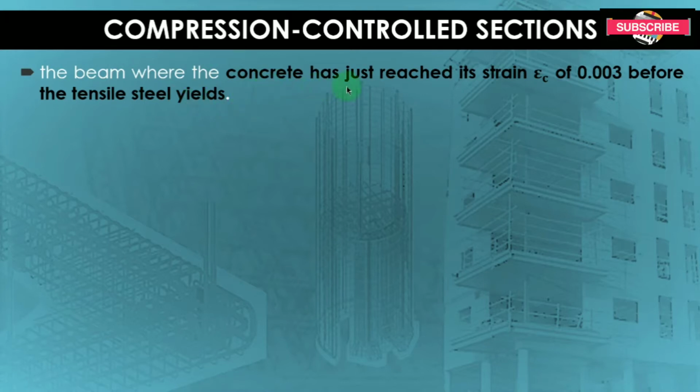But dito sa compression is ang concrete muna. Ang concrete muna has just reached its strain of 0.003, meaning nag-fail muna yung concrete fiber natin before nag-fail itong tensile steel natin. Okay? So the concrete has just failed first before the tensile steel yields. So ito yung kaibahan dito sa compression control. Take note kung compression control siya, meaning ang concrete mo ay nag-fail muna bago yung steel. Okay? Just as simple as that.